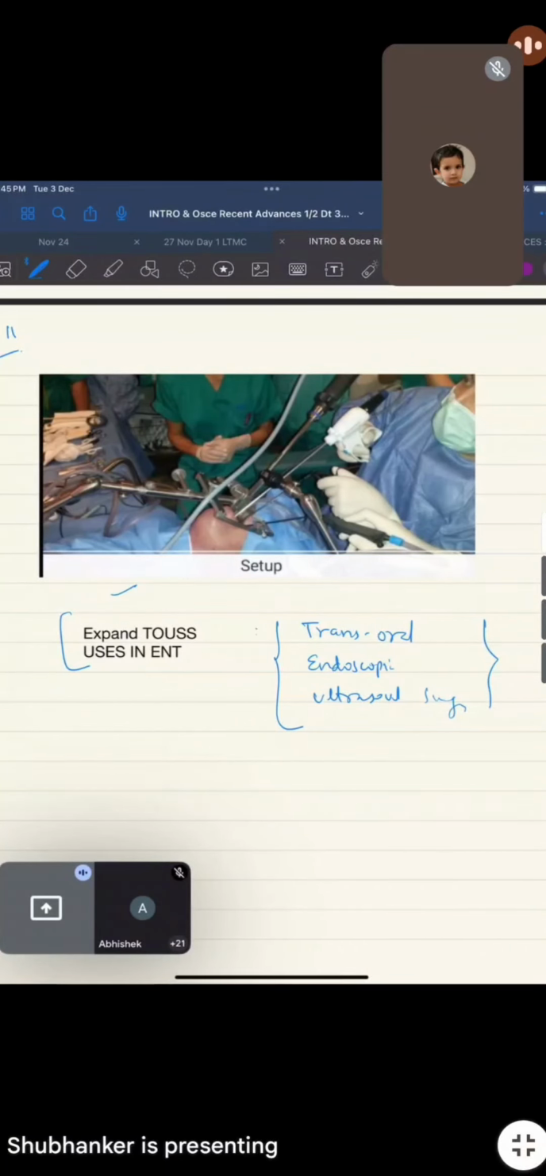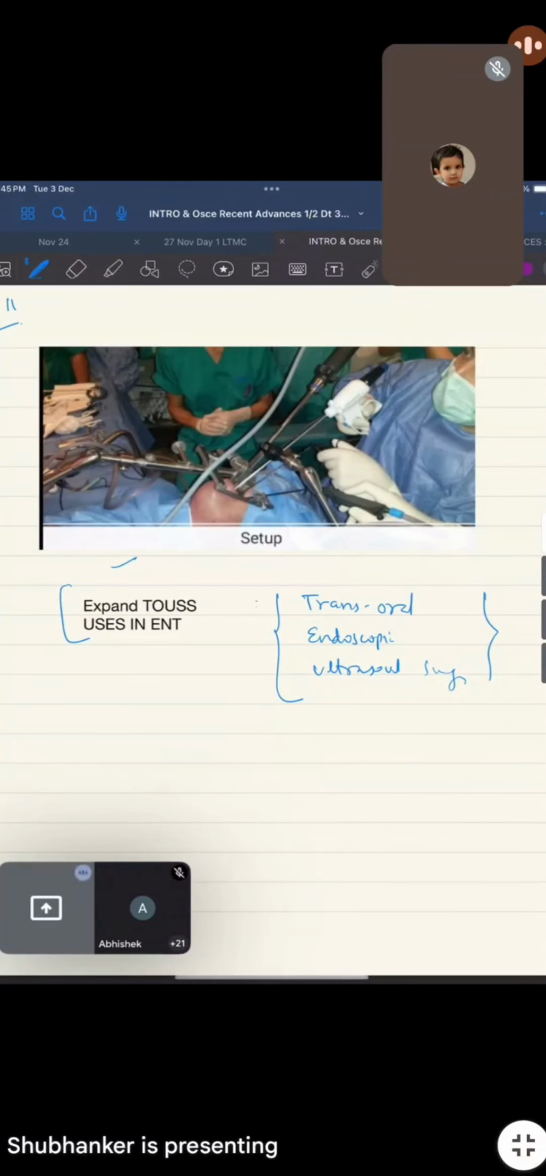Then you have to say that TAUS is going on. They are just telling you to see what image it is. There is a setup of a certain image, and they are asking a simple question: expand TAUS, take that as number 1. And uses in ENT, we all know it is used for lesions on the tonsil, base of tongue, malignancy of your hypopharynx, larynx, all those things you can answer very well.